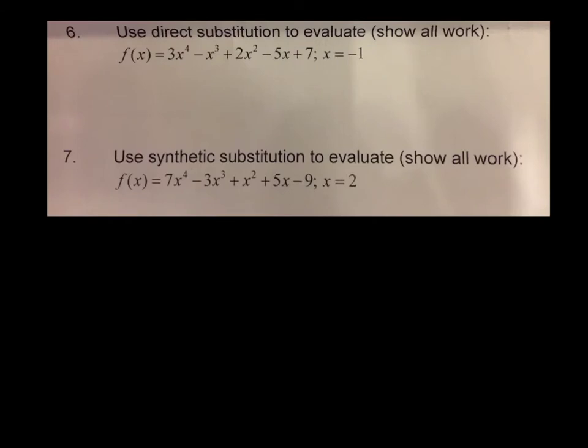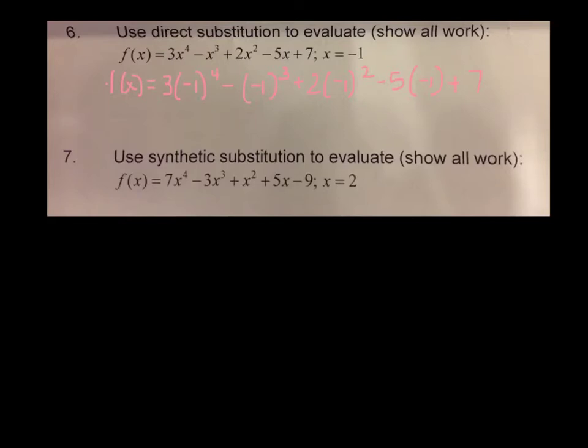Okay, it's getting louder in McAllister's, so we're going to use direct substitution to evaluate this. So f of x equals 3, directly substitute in the negative 1, minus negative 1 cubed, plus 2, plug in negative 1 squared, minus 5, plug in negative 1, plus 7. That looks a little light, so let's change that color.